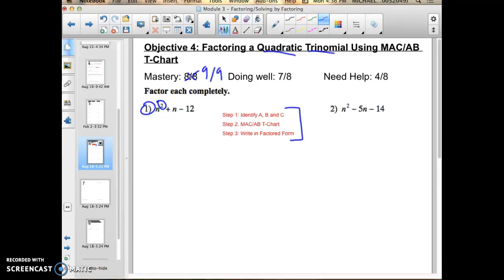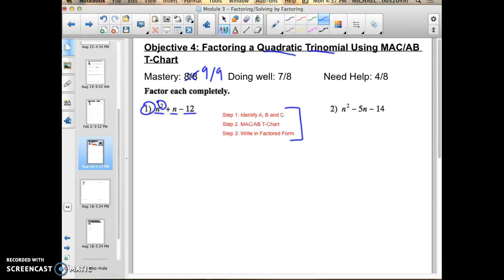Now, trinomial refers to the number of terms within the function itself. If I look at number 1, I know this to be a trinomial because it has 1, 2, 3 terms. On the test it's not going to say specifically to factor this using a MACAB T-chart, so you're just going to have to look at the function given and say, hey, the highest power is 2 and there are 3 terms, so I can utilize this MACAB T-chart strategy. Or, hey, this has 2 terms, so I know it to be a quadratic binomial, so I have to use a different strategy to factor this. That's what you're going to have to get to on the test itself.